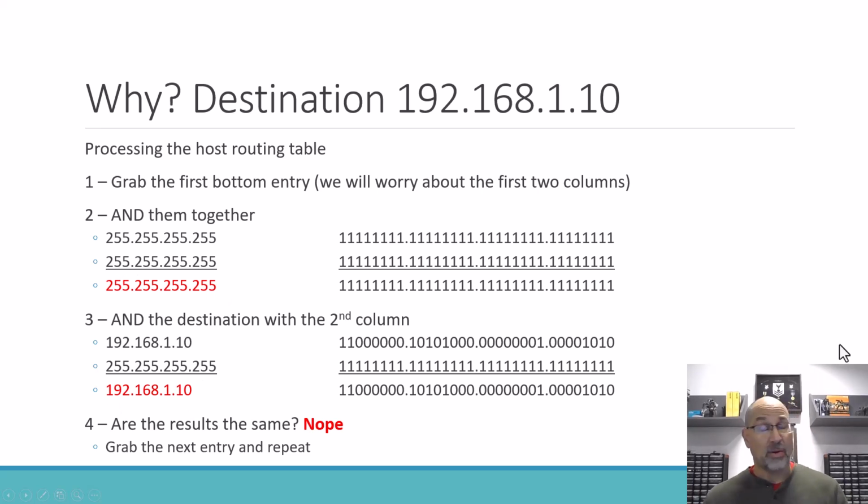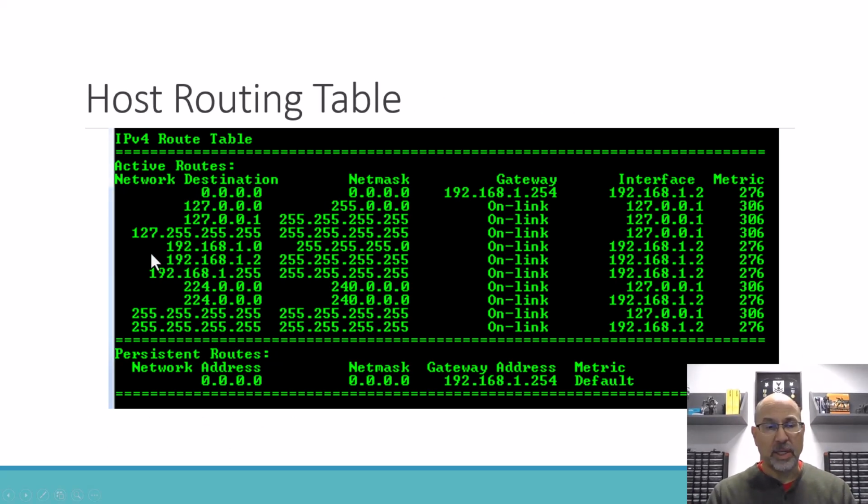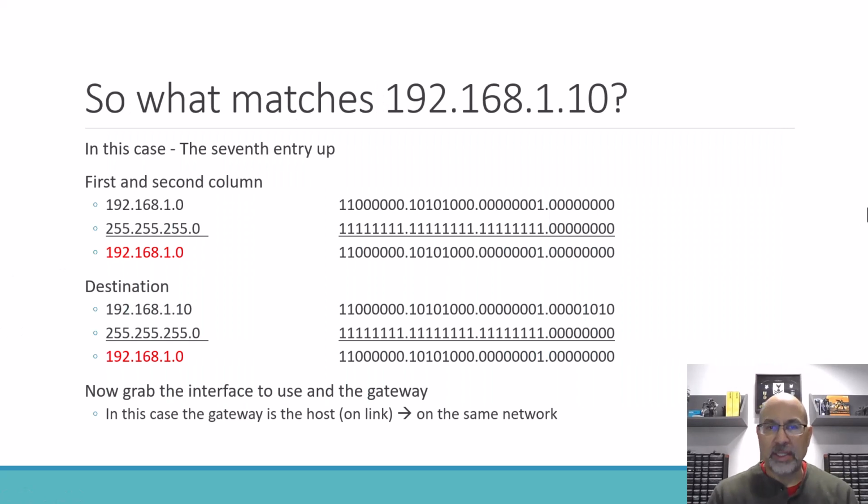So what do we do now? Well, we just grab the next entry up and we do the exact same thing. And what we're looking for is a match. And let's see what that looks like. Now I'm going to guess here and say that we will move up through the routing table and we'll find out that none of these will give us the correct match. But what happens when we get to this entry right here? The one net. So let's see how this works.